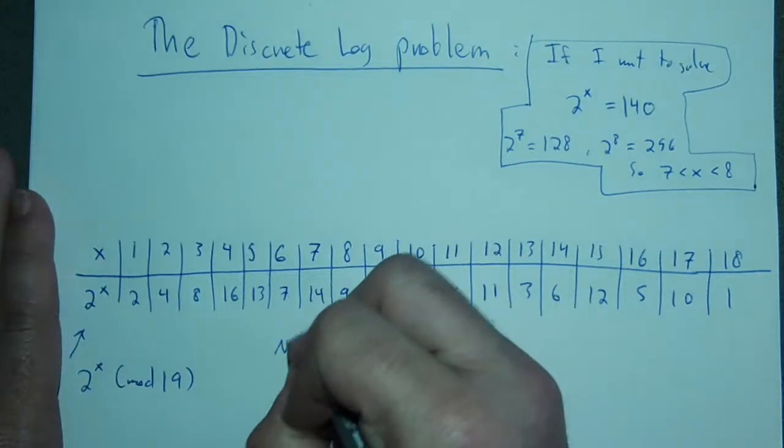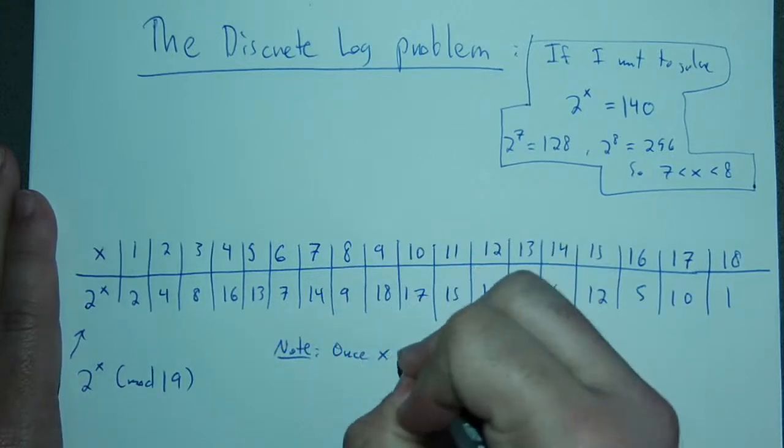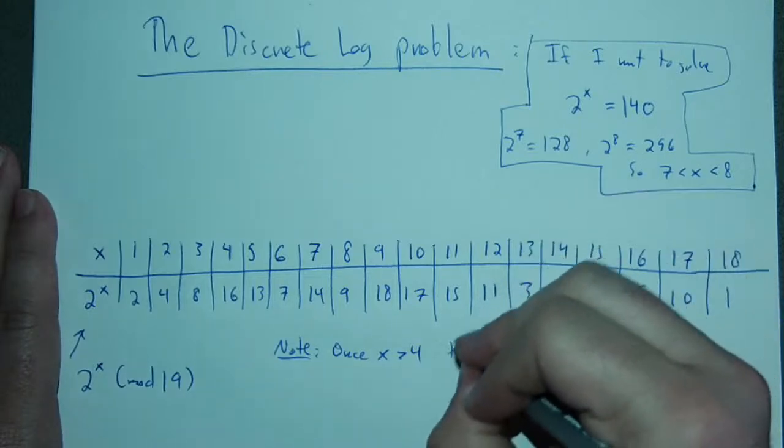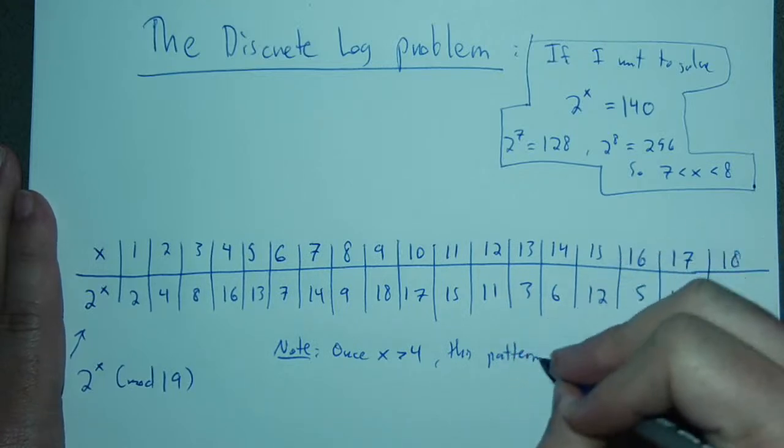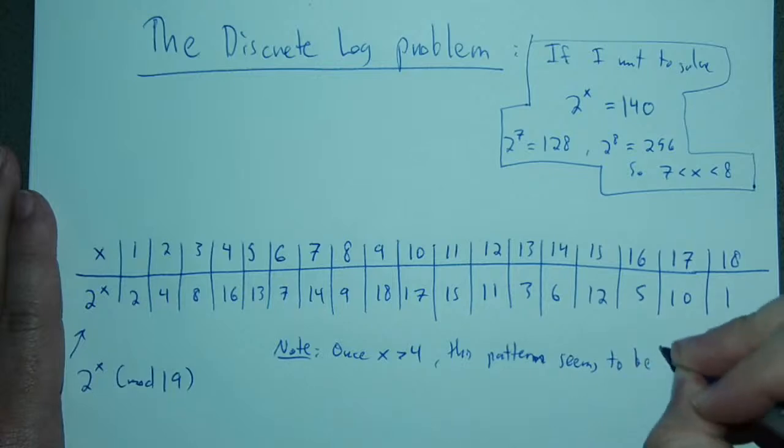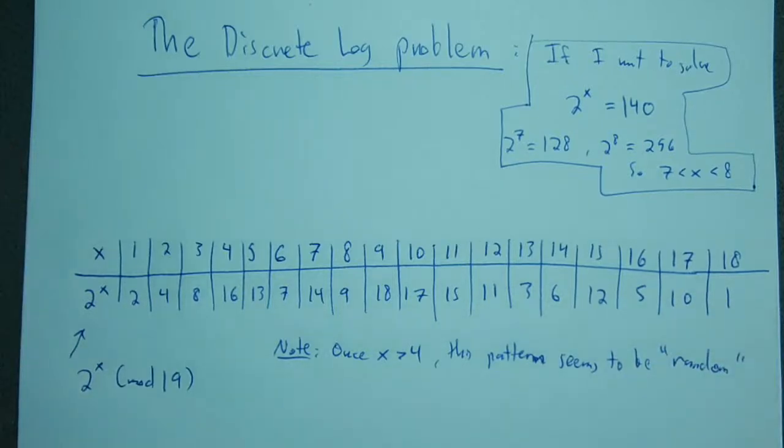So note, once x is greater than 4, this pattern seems to be random. So there's no straightforward process for estimating what x would be in 2 to the x. Given some 2 to the x mod 19, estimating what x is can't be done with some kind of straightforward method like this. So when you are considering these exponential expressions mod 19, looking at tables like this, and of course you can think about doing this for larger and larger primes, you just get a list of more or less random numbers mod that prime. In this case, mod 19.